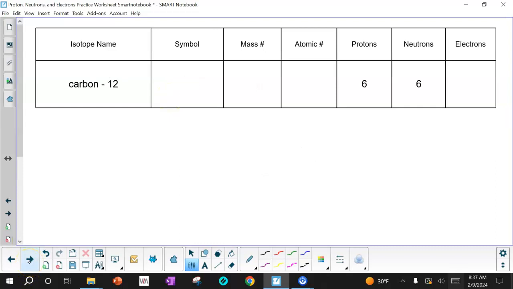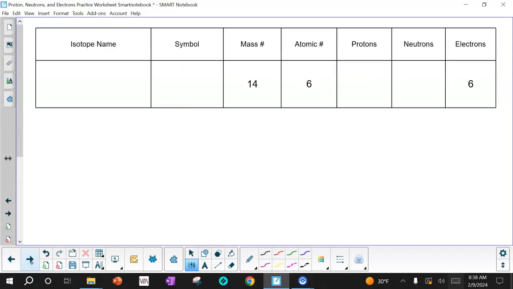Okay, carbon-12. That's the mass number, 12. 6 protons means I have an atomic number of 6. Nothing telling me this is an ion, so 6 electrons. C is the symbol for carbon, 12 and 6.